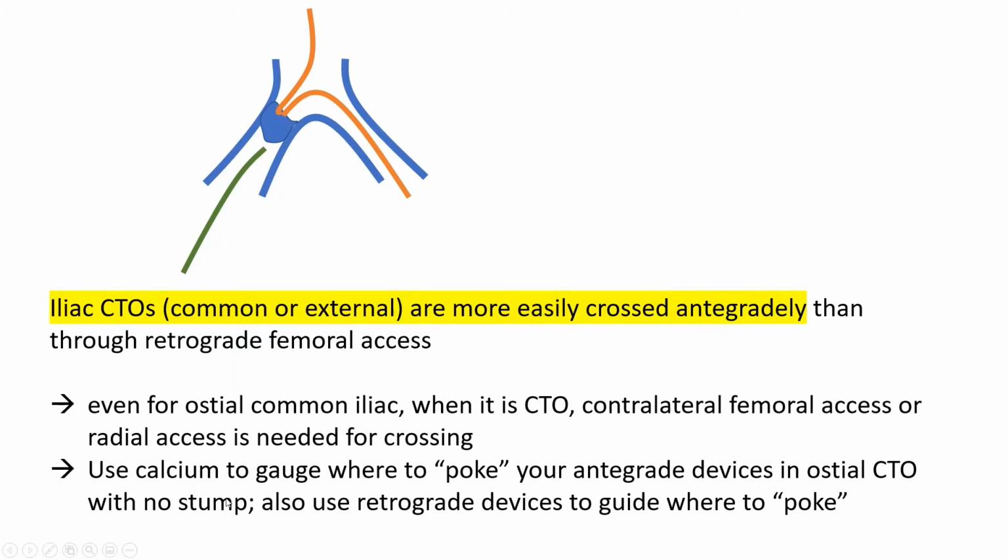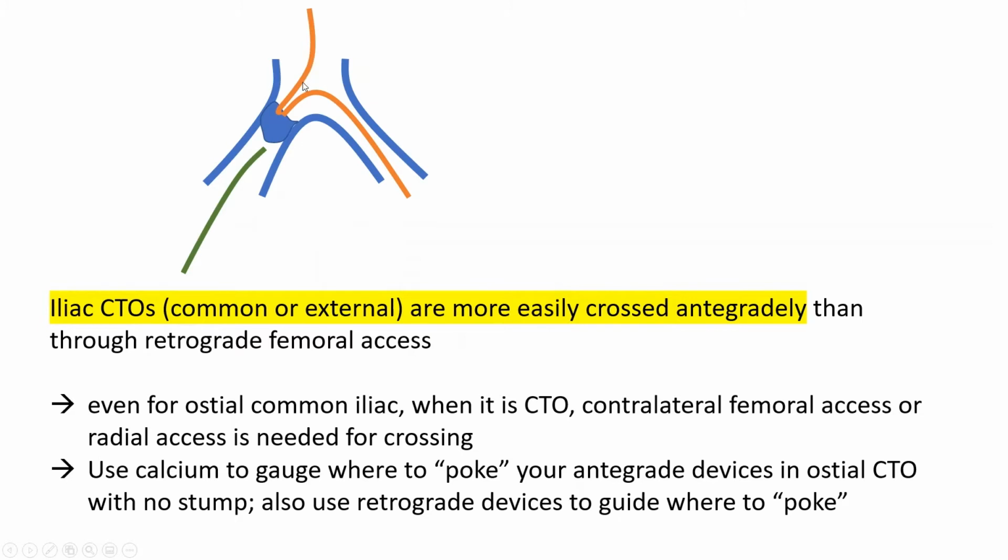because of this concept. Now, how do you cross when it's a flush ostial occlusion? How do you position those contralateral devices or the iliac devices, or the radial devices, I mean? So use calcium to gauge where to poke your antegrade devices in the ostial CTO with no stump. Also, you can use your retrograde devices, even if they went subintimally, to gauge where to poke.